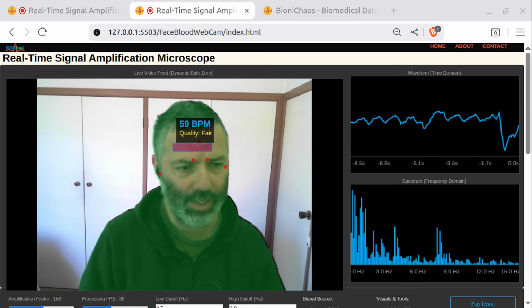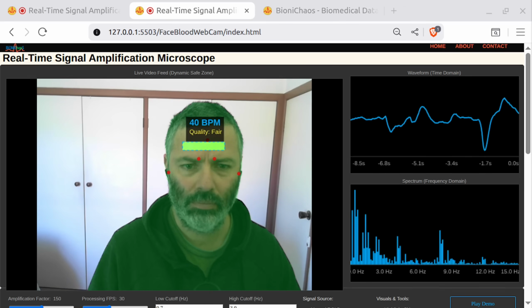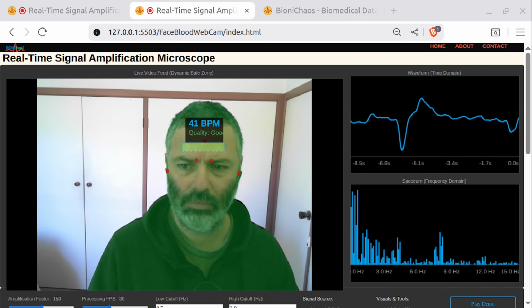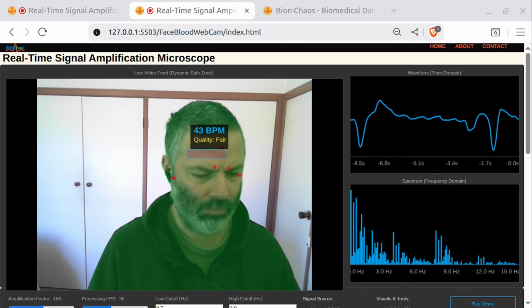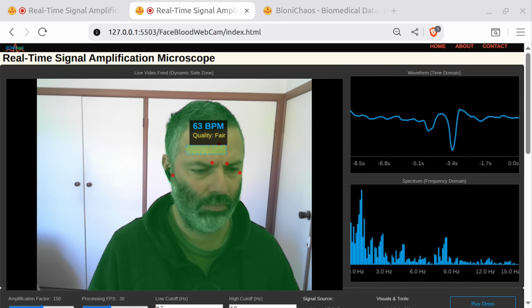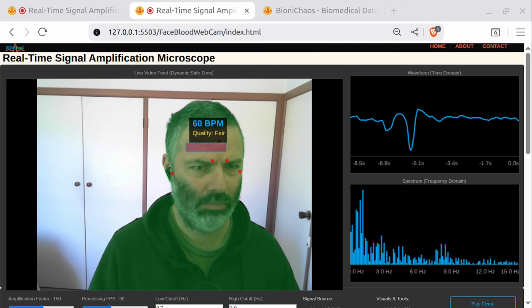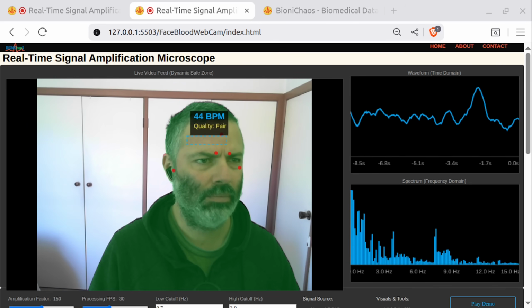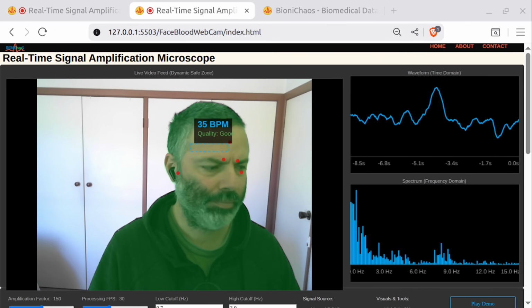Okay, what's on the screen real quick? The screen displays a web page titled Real-Time Signal Amplification Microscope. It has a live video feed of a person, along with information about their heart rate and signal quality, and 2 graphs for waveform and spectrum analysis.